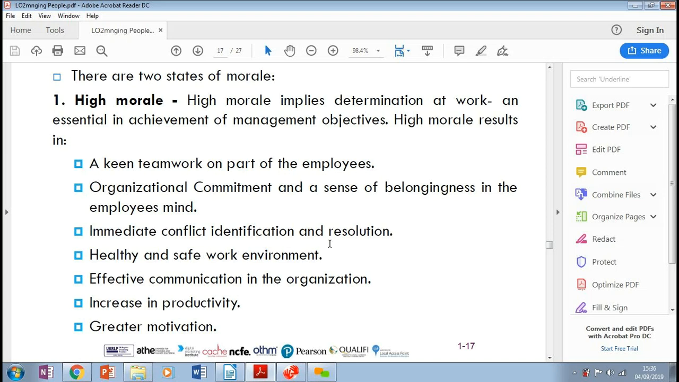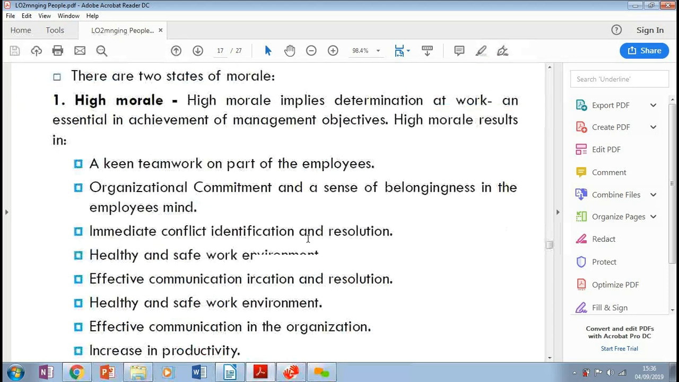Here we have, this hints at a health and safe work environment. That's part of Maslow's hierarchy of needs. It all kind of fits together. But they've put a heading here of high morale, but it does merge with, this is all under the umbrella of Human Relations School, and there were many different contributors within that school over a long period of time as well. Communication we talked about, increasing productivity we talked about, greater motivation we talked about.